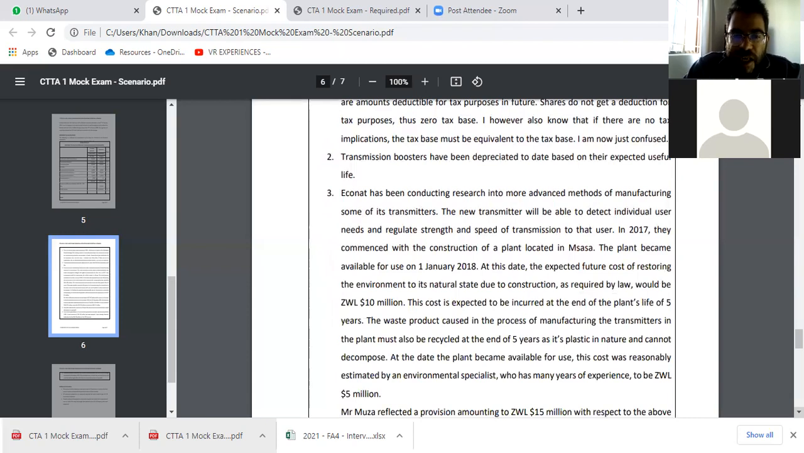Note number 3, Econat has been conducting research into more advanced methods of manufacturing some of its transmitters. The new transmitter will be able to detect individual user needs and regulate strength and speed of transmission to that user. In 2017, so remember we are at 31 December 2019.